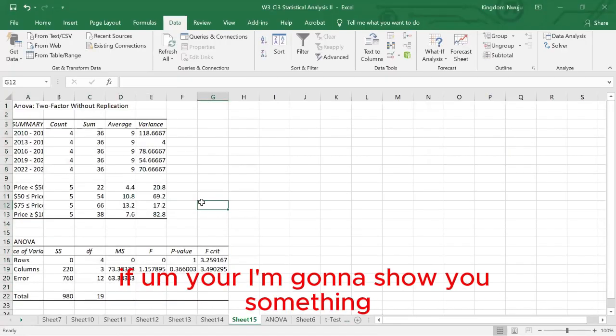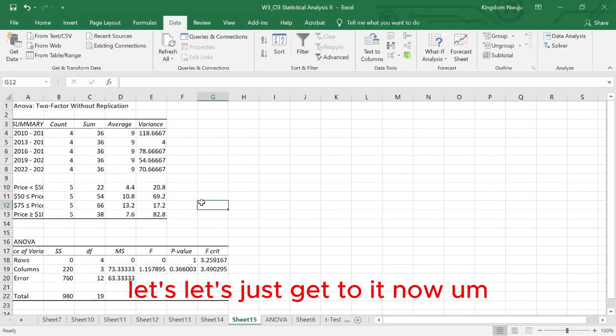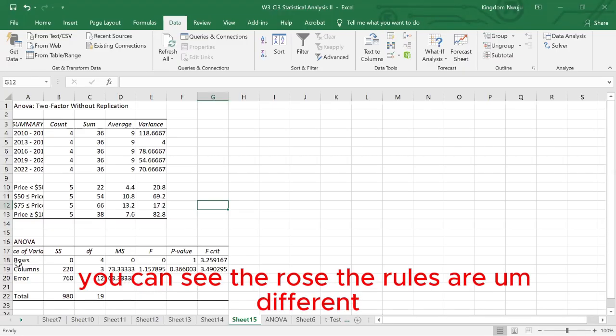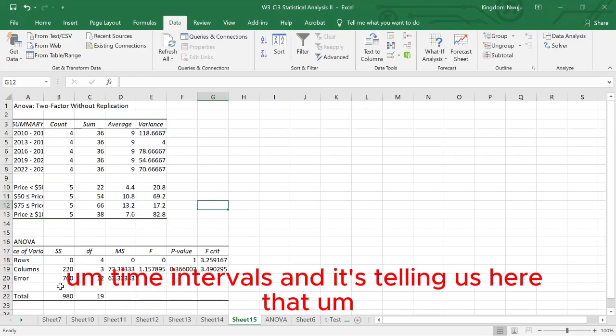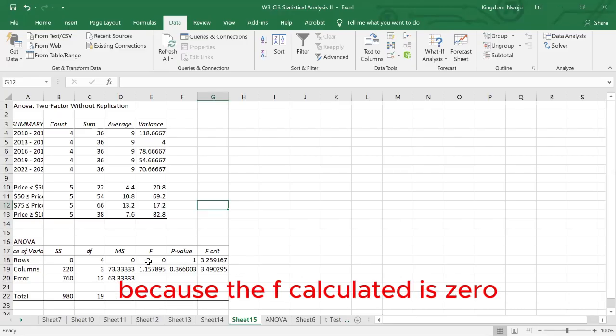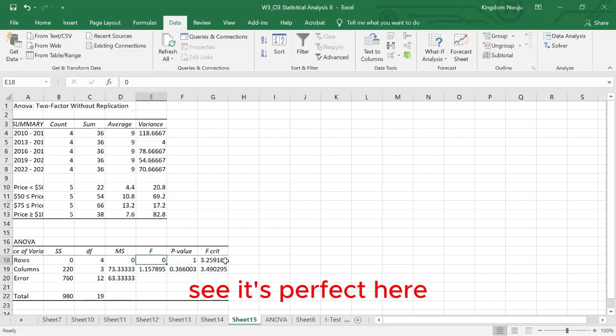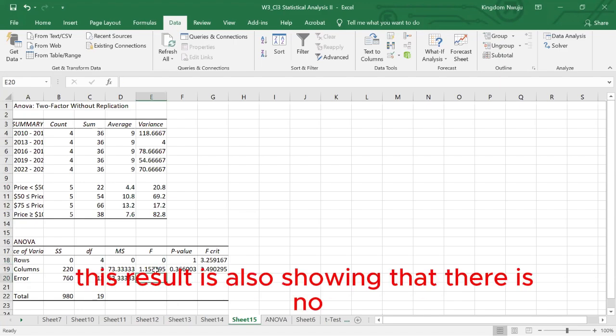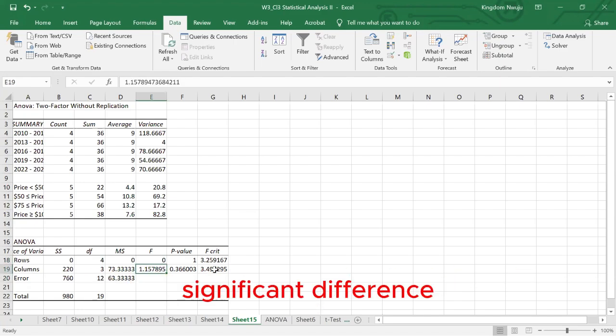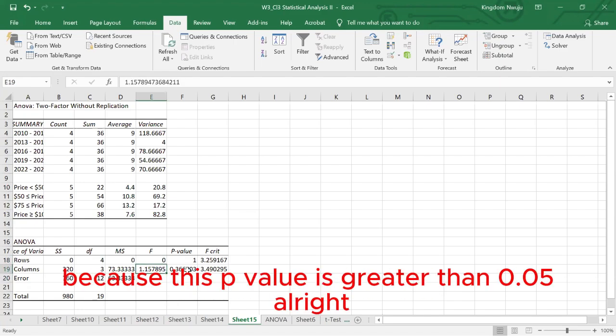Let's just get to it now. You can see the rows. The rows are different time intervals, and it's telling us here that there is no significant difference because the F calculated is 0. See, it's perfect here. But for the columns also, this result is showing that there is no significant difference because this p-value is greater than 0.05. All right.